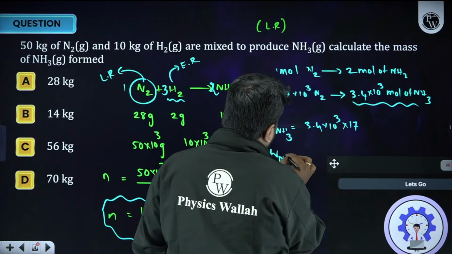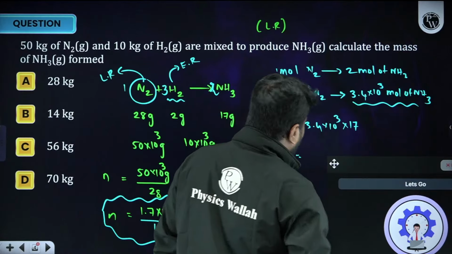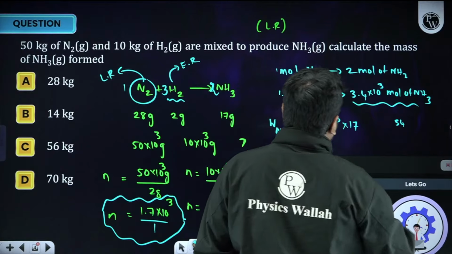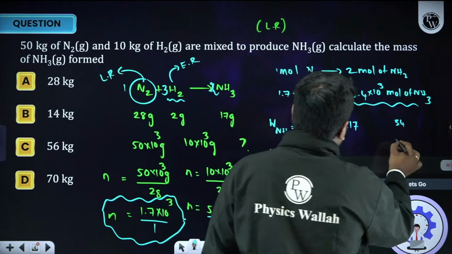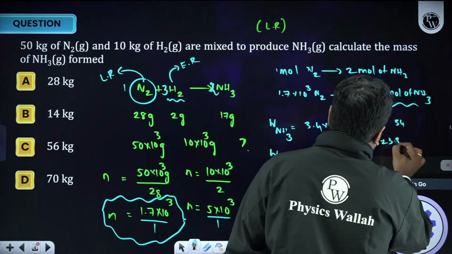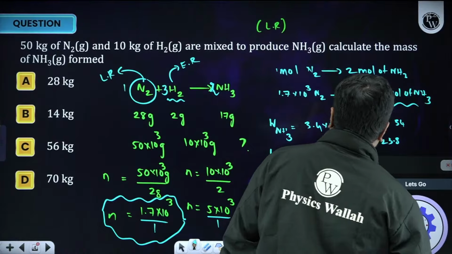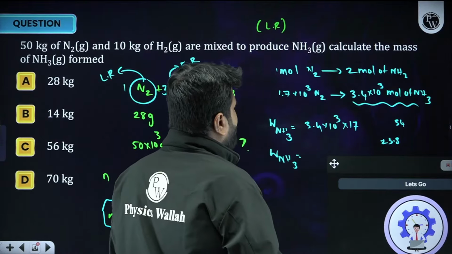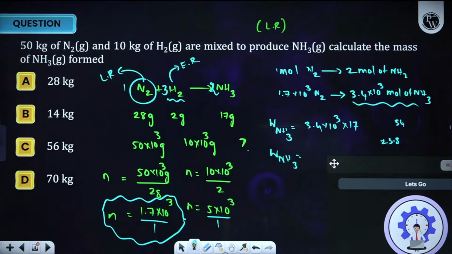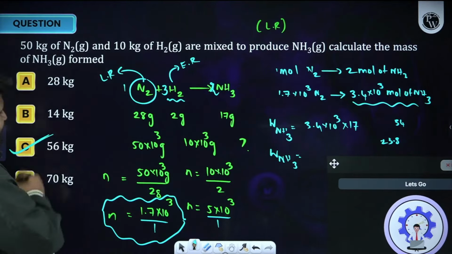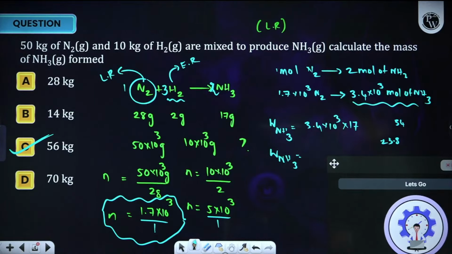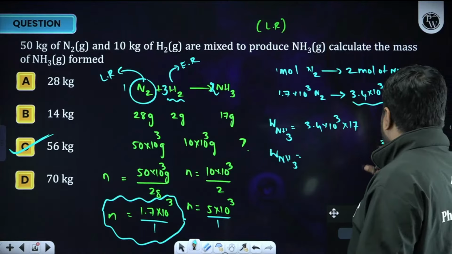So automatically what will be the answer? 3.4 into 10 is nothing but 34. 3.4 into 7: 7 fours are 28, 7 threes are 21, 22, 23. So 23.8 we will be getting. Right. So automatically 57.8. So what will be the correct answer? We will be getting 56 kg. Option C is the correct answer.